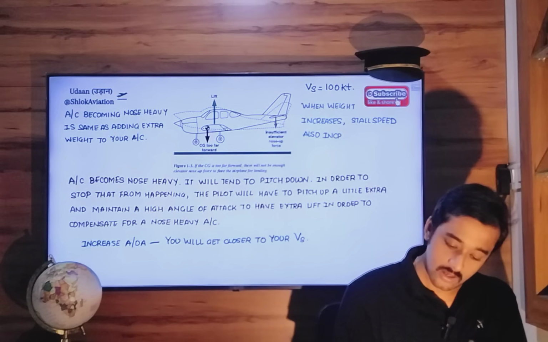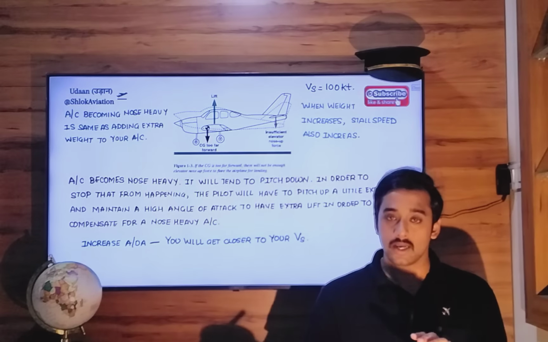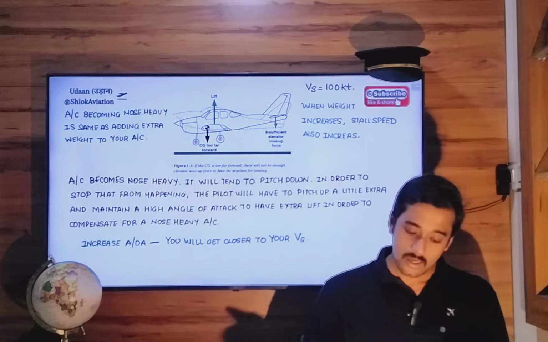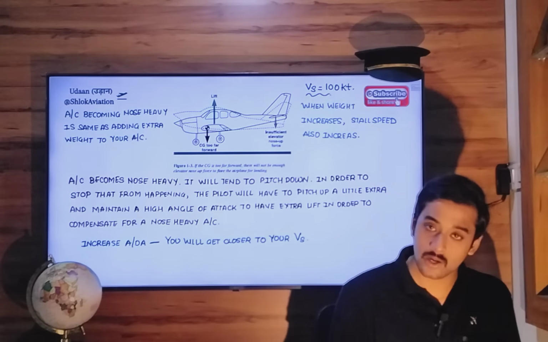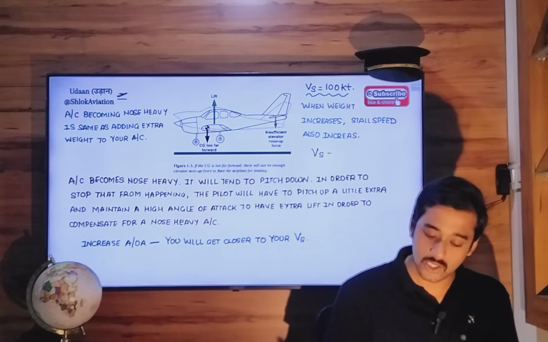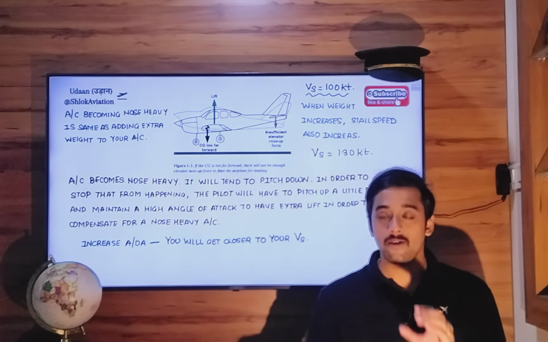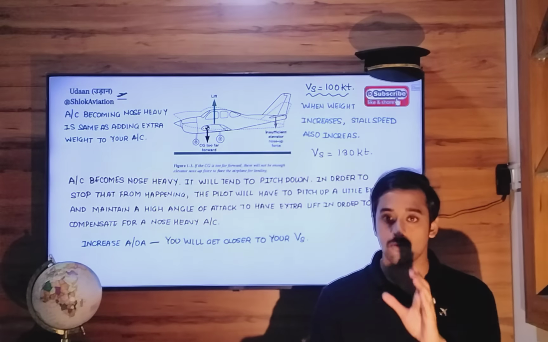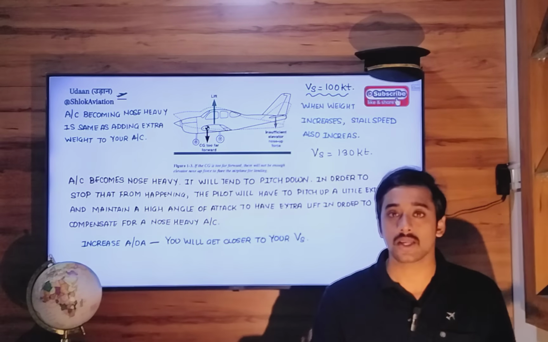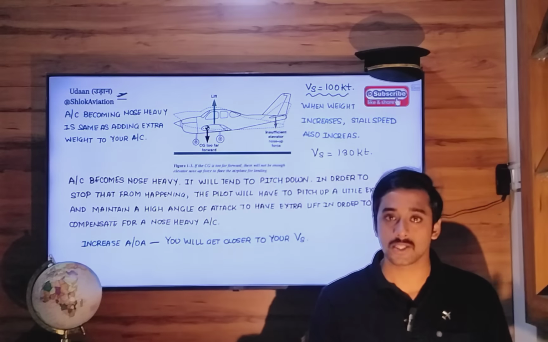So if in normal CG conditions, when the CG is not too far forward or too far aft, your normal stall speed is 100 knots. But in such conditions like this, your stall speed will increase to, let's say, 130 knots. So that means you have lost an extra 30 knots, 130 minus 100, which you could have used during your cruise for your cruising speed, right?